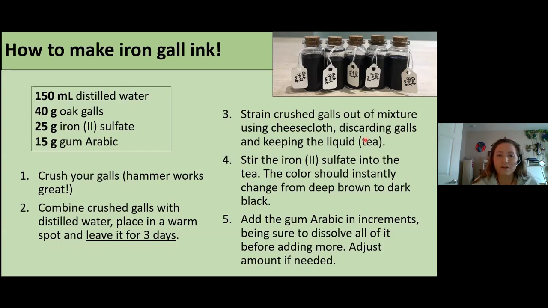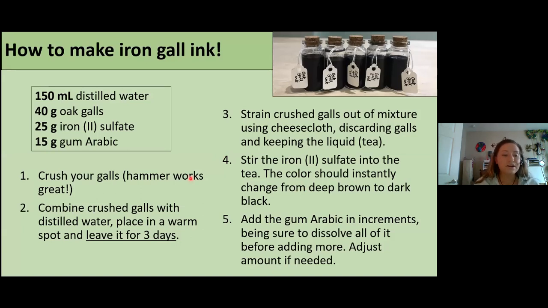After 3 days, strain your crushed galls out of the mixture, keep the liquid or the tea, stir in your iron sulfate. It's very easy to get on Amazon and it's non-toxic. We actually use iron sulfate or ferrous sulfate to treat iron deficiency anemia. So you don't need to be scared of it just because it's got a scientific-y name. You'll see the color change instantly from a deep brown to a dark black as soon as you add the iron, because that's actually what contributes the color to the ink.